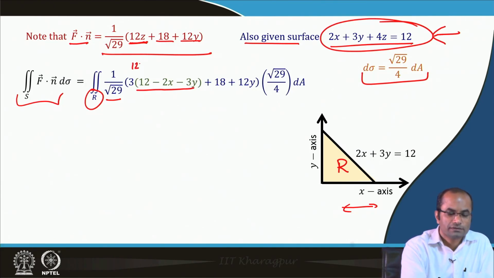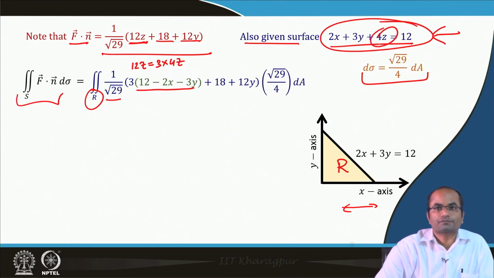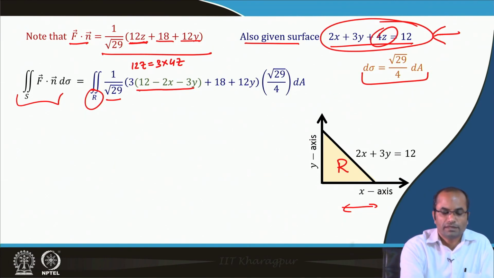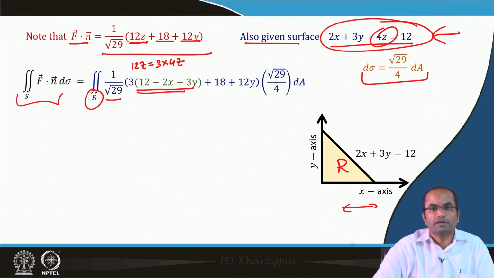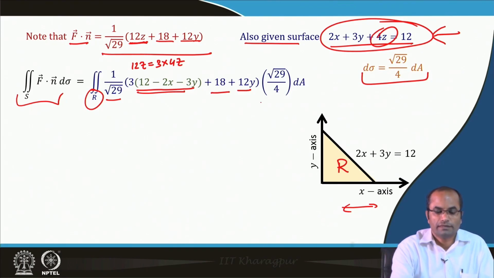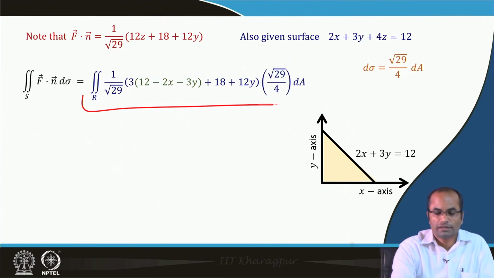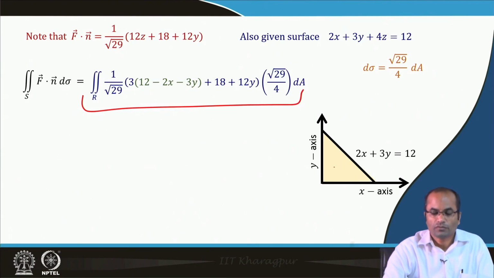So, this 12z was written as 3 into 4z, and this 4z from the equation of the surface is replaced by 12 minus 2x minus 3y, and then we have 18 and this 12y. Then this differential element is replaced by square root 29 by 4 dA. So, we have the simple double integral which has to be evaluated over the given region R.